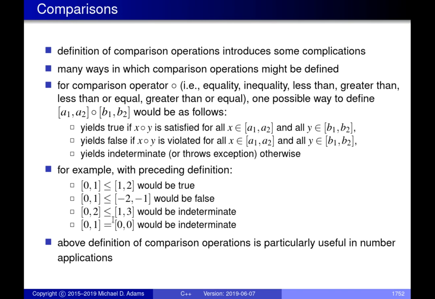Another problematic example would be something like this. You're testing to see whether 0, 1 is equal to 0, 0. Well, 0, 1 includes 0, so I could choose 0 out of this interval, and 0 clearly is equal to 0. But the value could also be 1, or anything in between 0 and 1, and any value between 0 and 1 that excludes 0 would not be equal to 0. So it's not entirely clear what we should define this to be. So what we do is we just make it indeterminate and say we don't know.